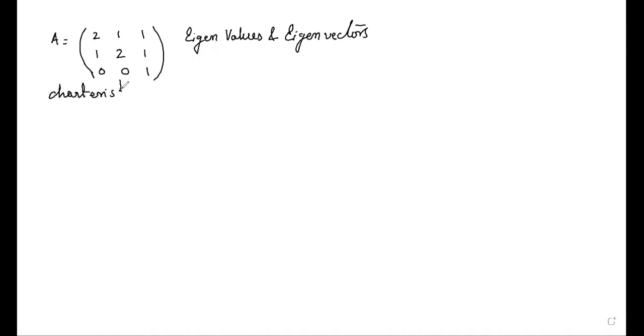The characteristic equation for this particular problem will be the determinant of [2 minus lambda, 1, 1; 1, 2 minus lambda, 1; 0, 0, 1 minus lambda] equals 0. Now let us expand this and see what comes. Expanding this, what do we get?